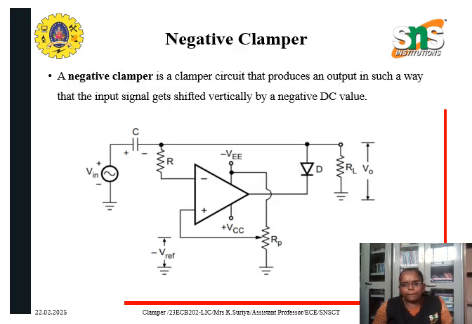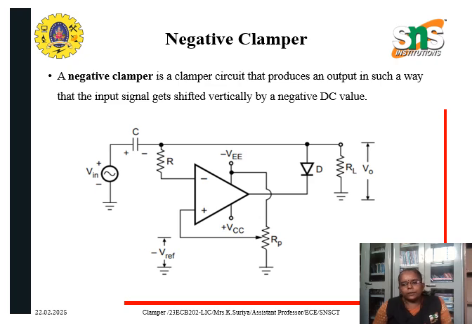Next one is the negative clamper. It is a circuit that produces an output in such a way that the input signal gets shifted vertically by a negative DC value. The difference between the positive clamper and the negative clamper here is that the diode is connected in the reverse manner when compared to the positive clamper, and the V reference value is controlled by the minus VEE, whereas in the positive clamper it is connected to plus VCC.